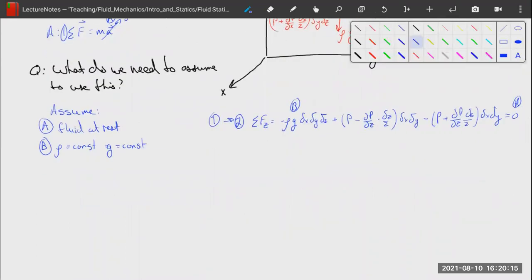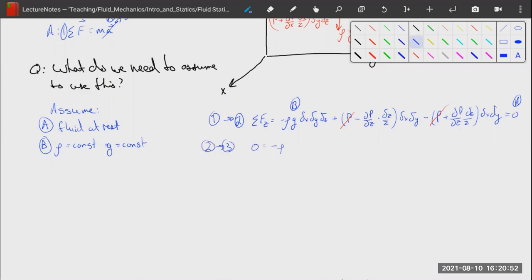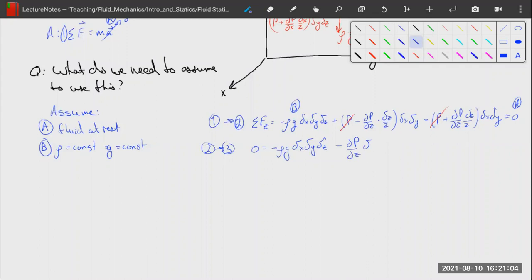Great. Now, since that's equal to 0, we get to go to town and do the fun stuff, right? We get to start canceling stuff out. So here we have a plus of pressure, we have a minus of pressure, so the two pressures cancel out. That leaves a minus dp dz delta z over 2 and another minus dp dz delta z over 2 times delta x delta y. So we're going to combine those here in our next equation. So 2 to 3 gives us 0 is equal to negative rho g delta x delta y delta z minus dp dz times delta x delta y and delta z. And that's equal to 0.